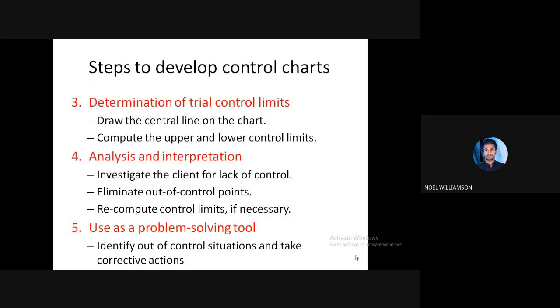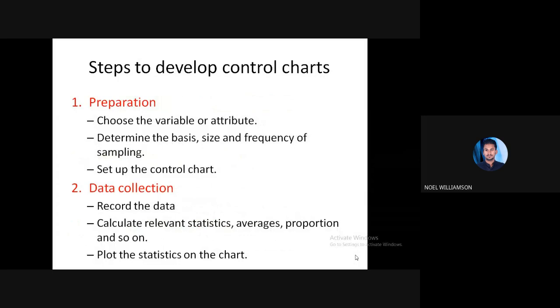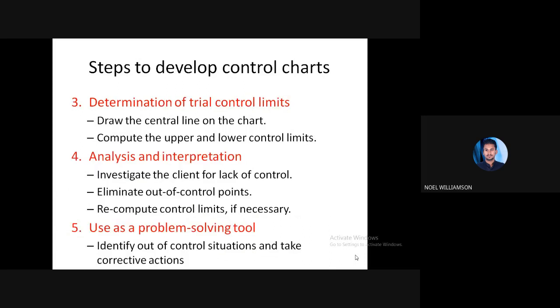And finally, use as a problem solving tool. Identify the out of control situations and take the corrective actions. So these are the 5-step procedures to develop a control chart. First of all, preparation. Then we go for the data collection, determination of the trial control limits, analysis and interpretation, and finally use as a problem solving tool.